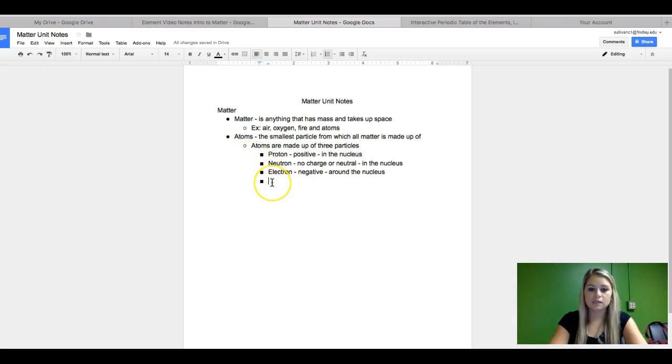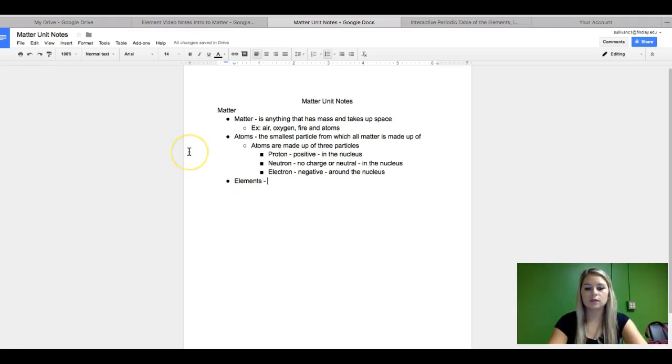Since elements is going to be another subtopic, I need to make sure I have my bullet point matching atoms and matter here. So I need to go up here and hit this decrease indent button twice so it matches. And then we're going to type in elements.